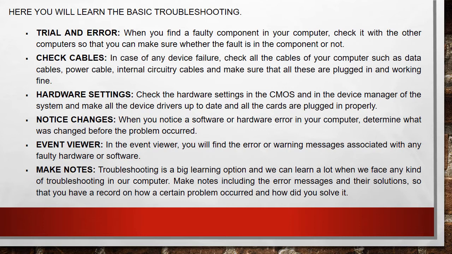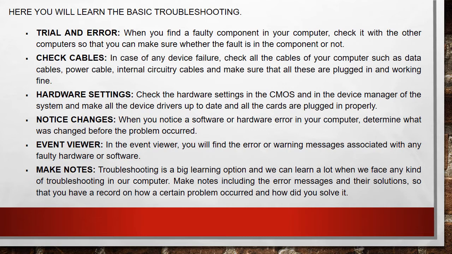Here you will learn the basic troubleshooting. First, we have trial and error. When you find a faulty component in your computer, check it with other computers so that you can make sure whether the fault is in the component or not. Next, check cables. In case of any device failure, check all the cables of your computer, such as data cables, power cable, and internal circuitry cables, and make sure that all these are plugged in and working fine.